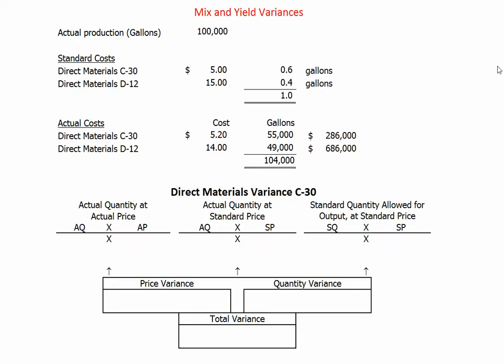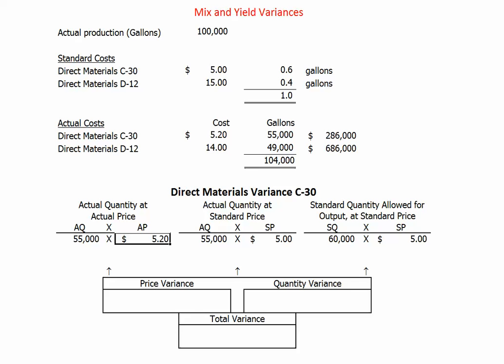Our actual production during the period was 100,000 units. Let's go ahead and fill out our direct material variance chart. Let's begin with our standard quantity allowed. We'll be allowed 60,000 standard gallons of C30. That's the 100,000 units we produce at 0.6 of a gallon per unit. Our standard price is $5 per gallon.